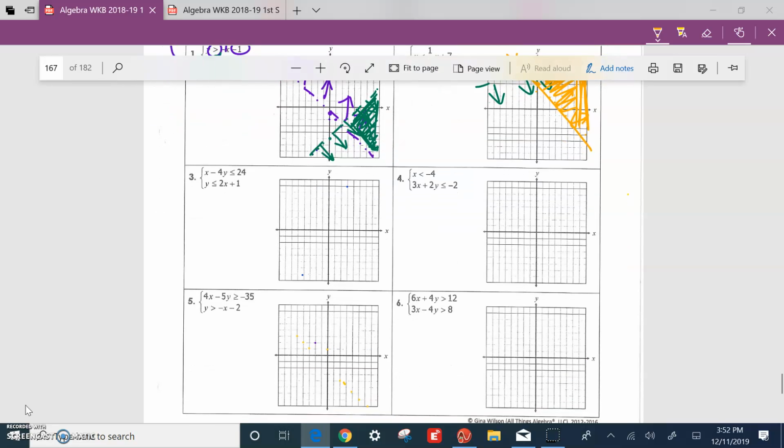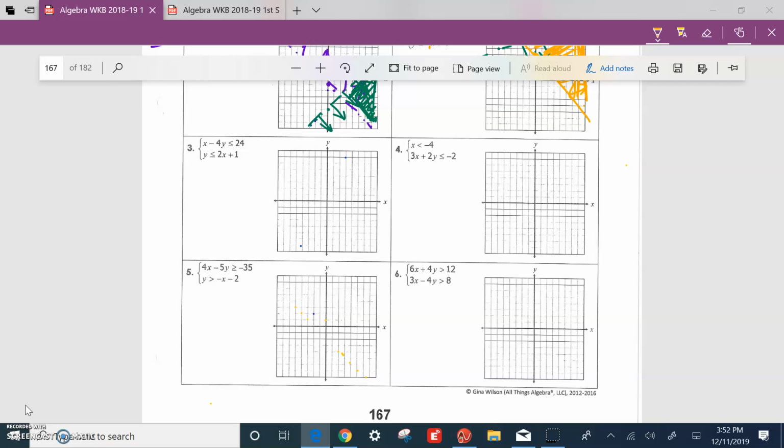Alright, let's do one that has a vertical line, number 4. It is x is less than -4. 1, 2, 3. -4 is here. It is less than, so it is just dashes. So make a vertical line with dashes. And then the sign is less than, so the numbers that are less than -4 would be to the left. Less is left.